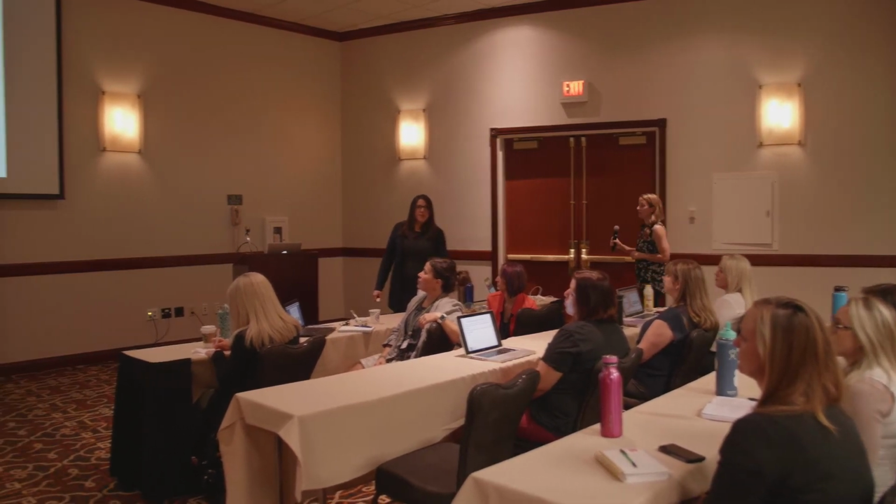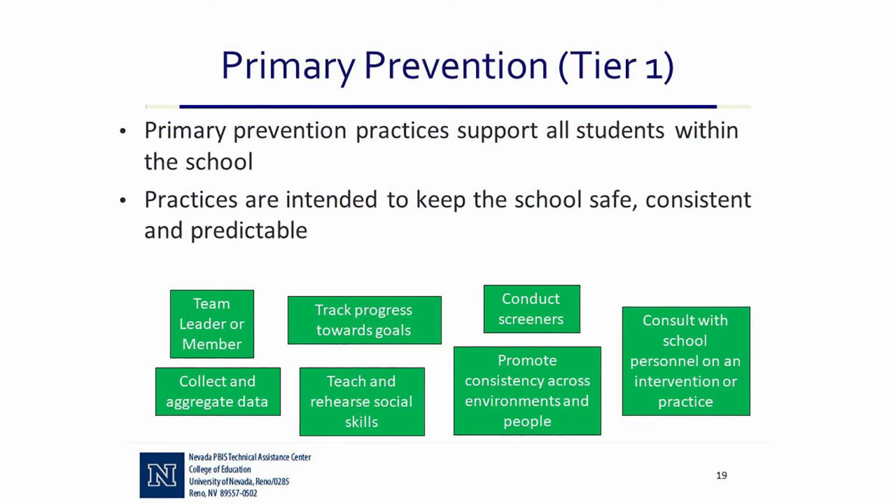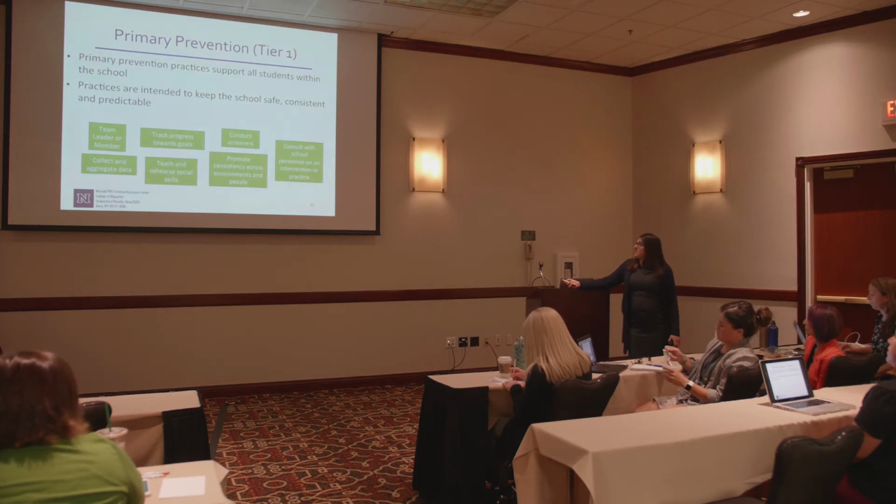Okay, let's get some of these up here, right? So here are some really great roles for the social worker at tier 1. So we heard being a team leader, a team member. We heard collect and aggregate data, tracking progress towards goals, also data related, right? Teaching and rehearsing social skills. So we had talked about some sort of universal social emotional practices, a great role for the Safe Schools professionals. Conducting screeners, so this is at the universal level. We'll talk about universal screening in a little while. Promoting consistency across environments and people.